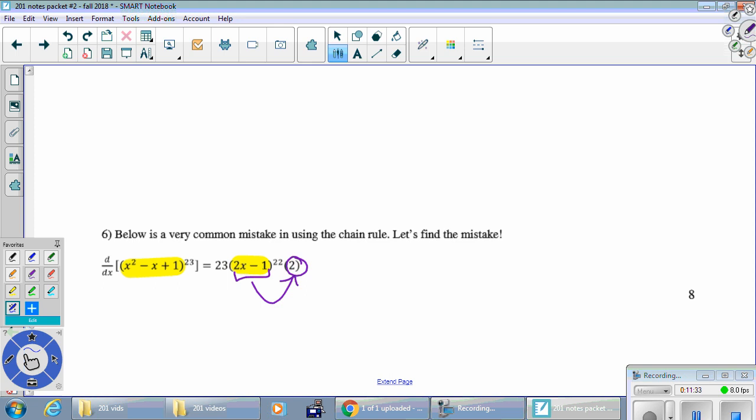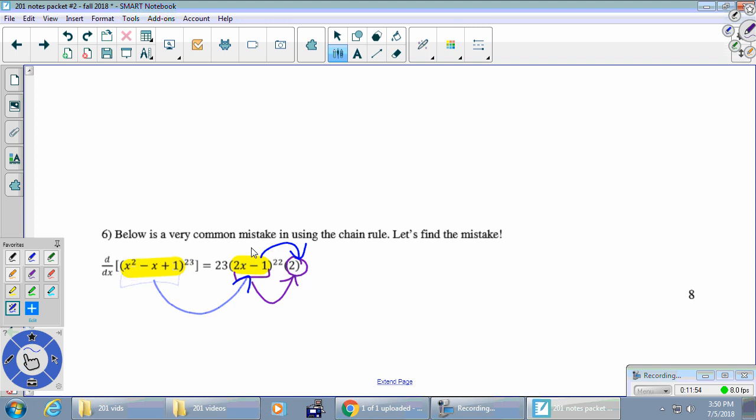You do the normal rule pretending that this stuff is x, but you copy that stuff down one time before you take its derivative. So the 23 should have come down. That was correct. But it shouldn't have been the derivative. It shouldn't have been 2x minus 1. It should have been x squared minus x plus 1. That should be in here. This 2x minus 1 should have been right there.